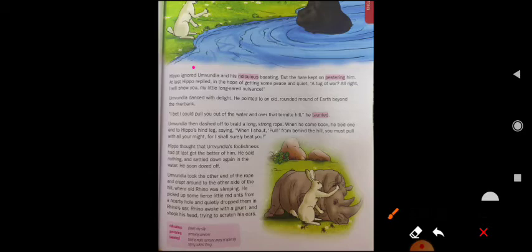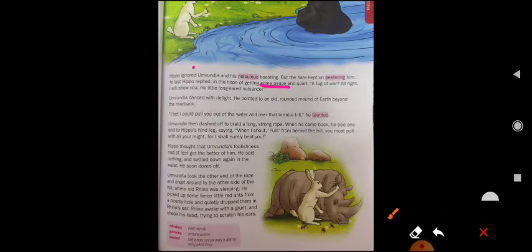Yes, write down new words or difficult words. So what is meant by boasting children? Boasting means to talk with too much pride, meaning to talk with a lot of arrogance. So boasting means what children? Boasting means to talk with too much pride. Is that clear? So here Hippo ignored Umundla and his ridiculous boasting, but the hare kept on pestering him.